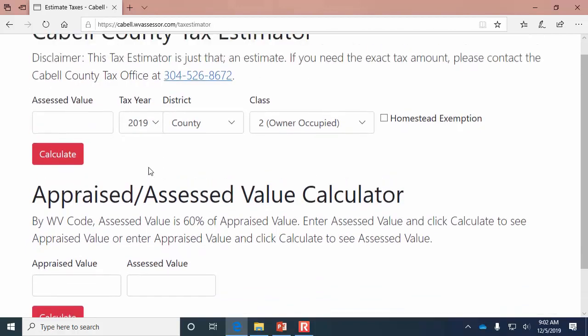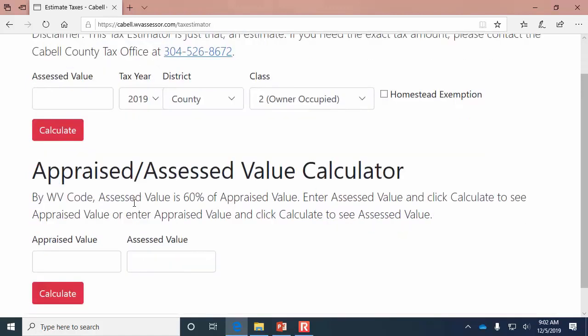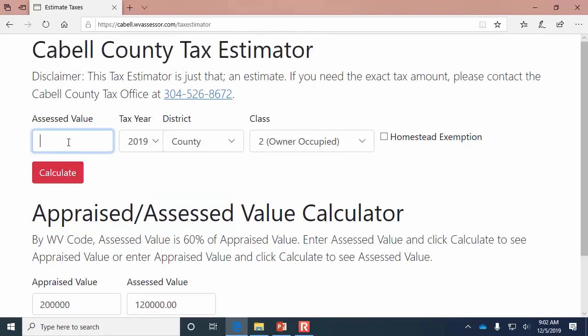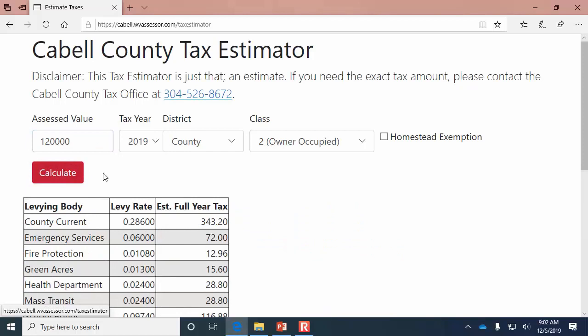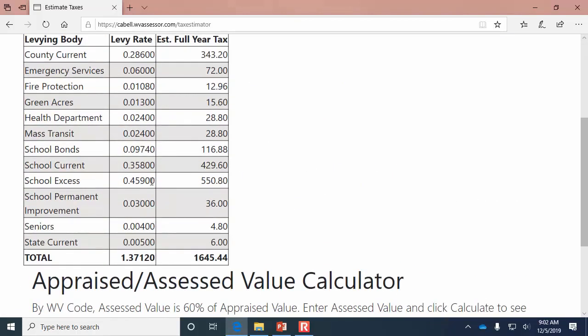All right, let's try this. Who needs this calculator? Us. Let's give it a try. If the appraised value is 200,000, the assessed value, yep, it just multiplies by 60%. All right. So assessed value, 120,000. See, in the past they were showing all of the different places that the money can go.